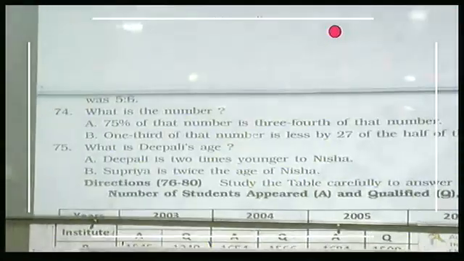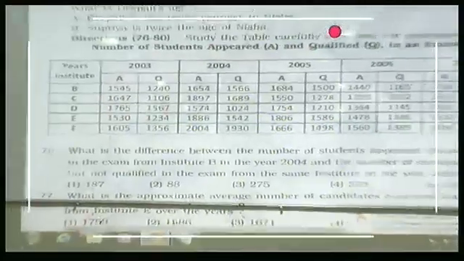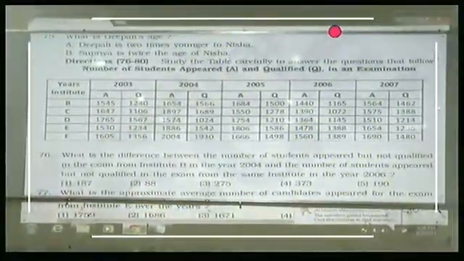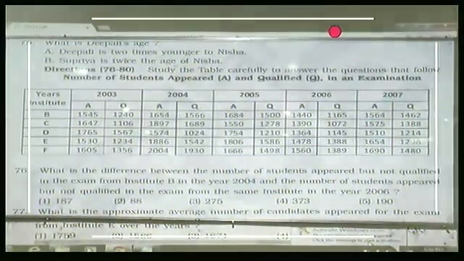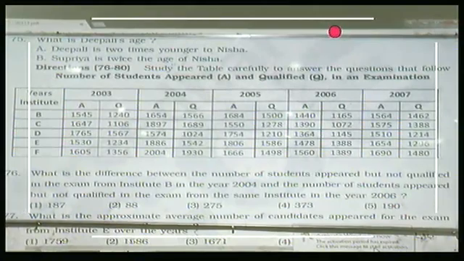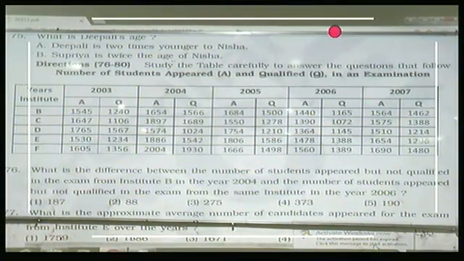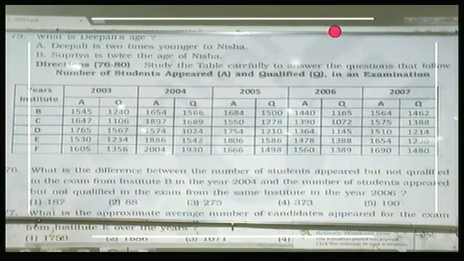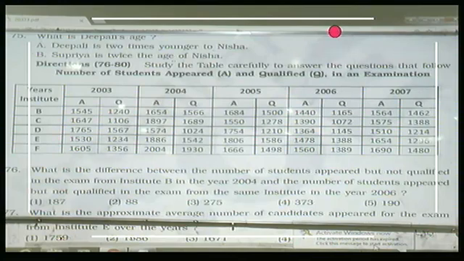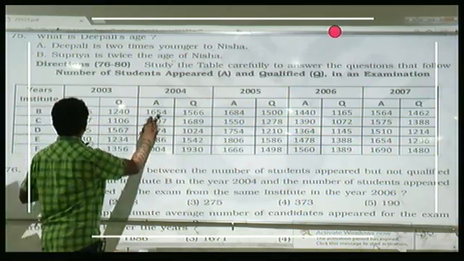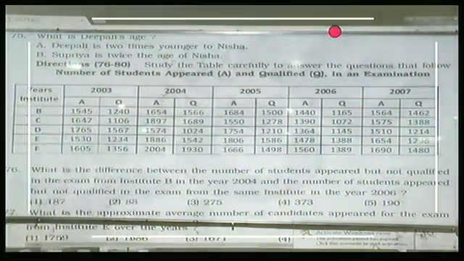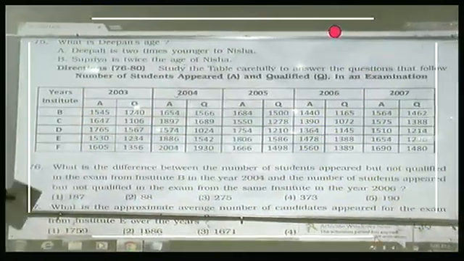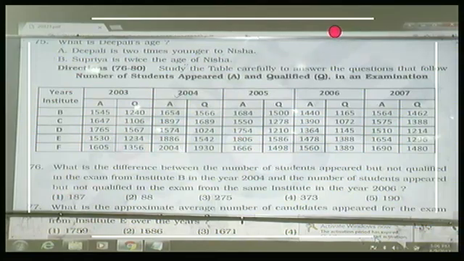Next, 76 to 80. Number of students appeared and qualified in an examination. They are easy, but the numbers are terrible. It takes time because of numbers. What is the difference between the number of students appeared but not qualified in the examination from Institute B in the year 2004 and the number of students appeared but not qualified in the examination from the same institution in 2006?